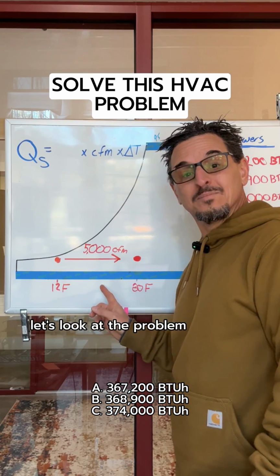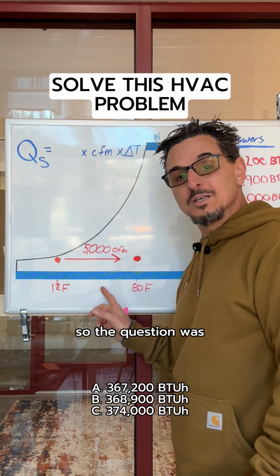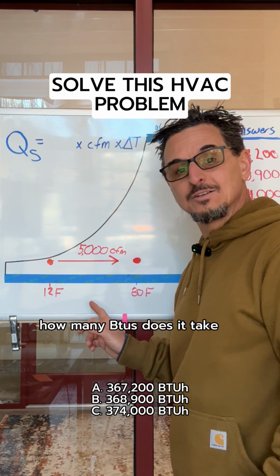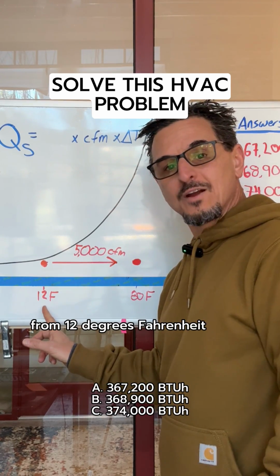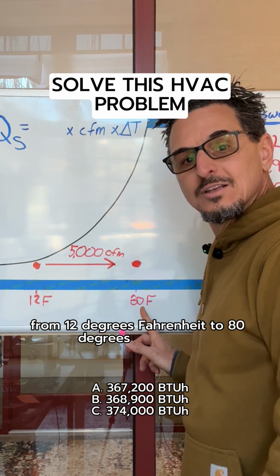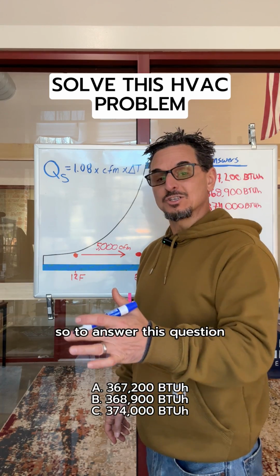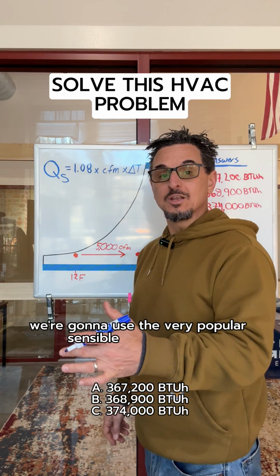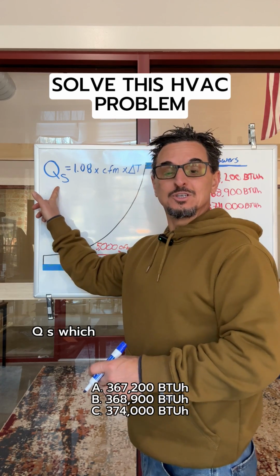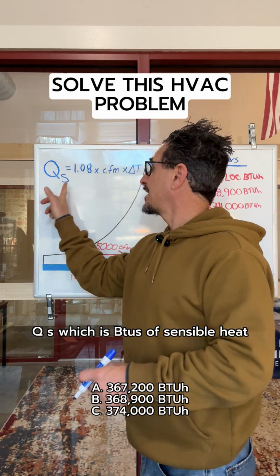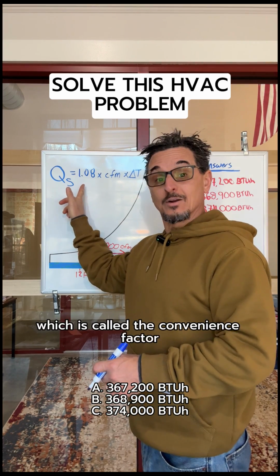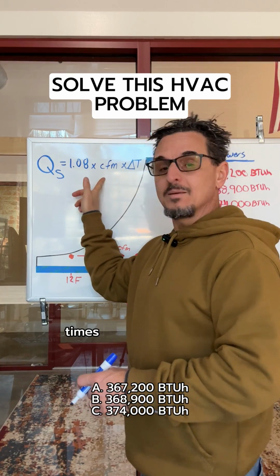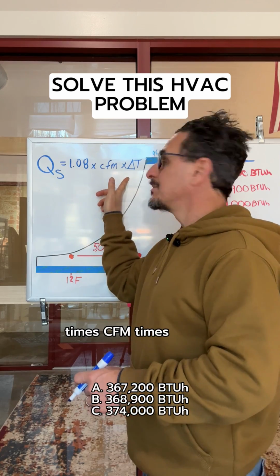First, let's look at the problem that was posed yesterday. The question was, how many BTUs does it take to raise 5,000 CFM of air from 12 degrees Fahrenheit to 80 degrees Fahrenheit? To answer this question, we're going to use the very popular sensible heat equation, QS, which is BTUs of sensible heat, equals 1.08, which is called the convenience factor. We're going to talk about this in a minute, times CFM times delta T.